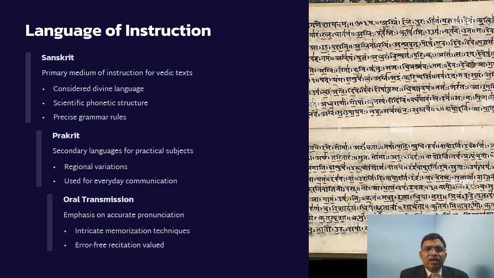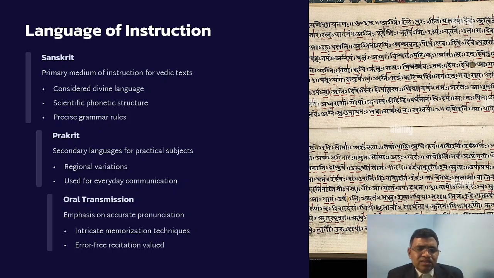Okay, then see, in this particular Vedic period, the language of instruction is primarily Sanskrit. This is considered the Vedic divine language, and there is a scientific phonetic structure and precise grammar rules. So this is the medium of instruction for the Vedic text. And Prakrit is a secondary language for practical subjects. It is a regional variation and used for everyday communication.